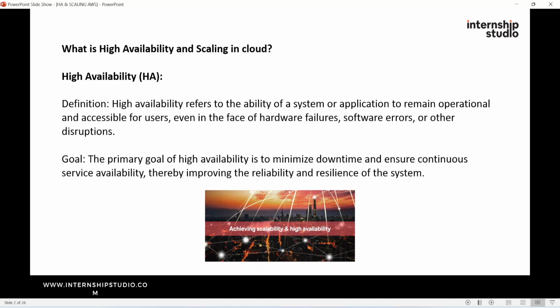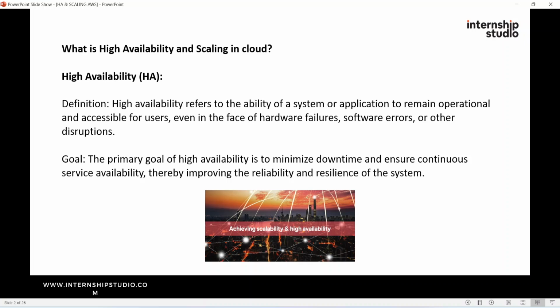So, in terms of cloud, we need to first ask what high availability and scaling in cloud are. The definition of high availability is the ability of a system or application to remain operational and accessible for users even in the face of hardware failures, software errors, or other disruptions. The primary goal of high availability is to minimize downtime and ensure continuous service availability, thereby improving the reliability and resilience of the system.